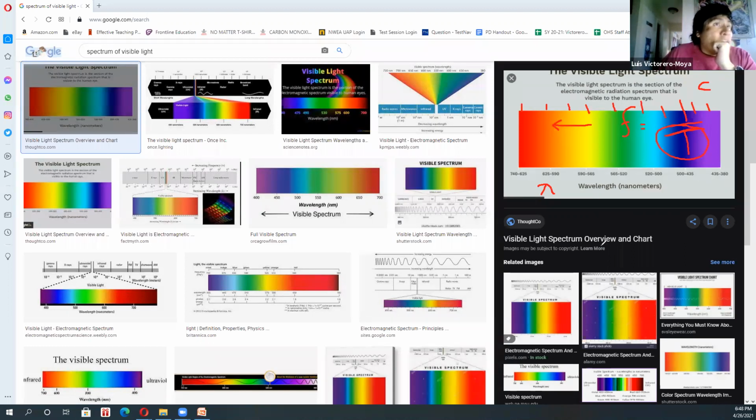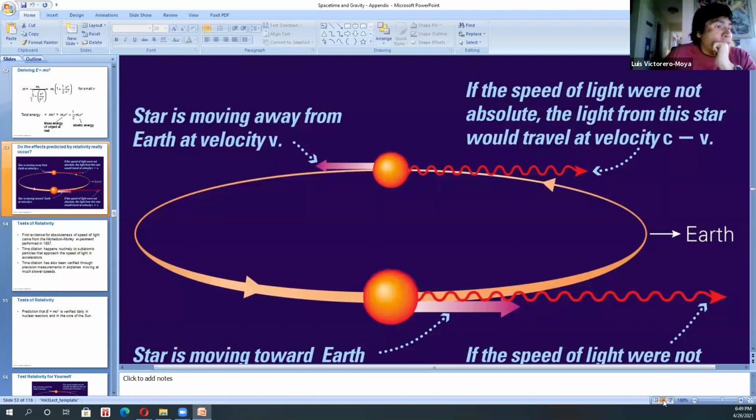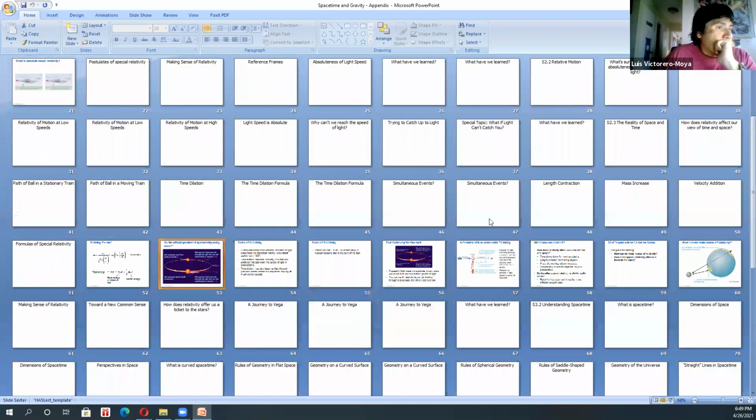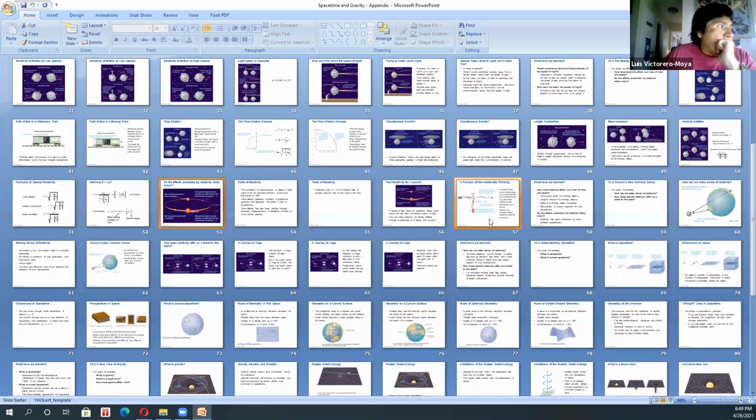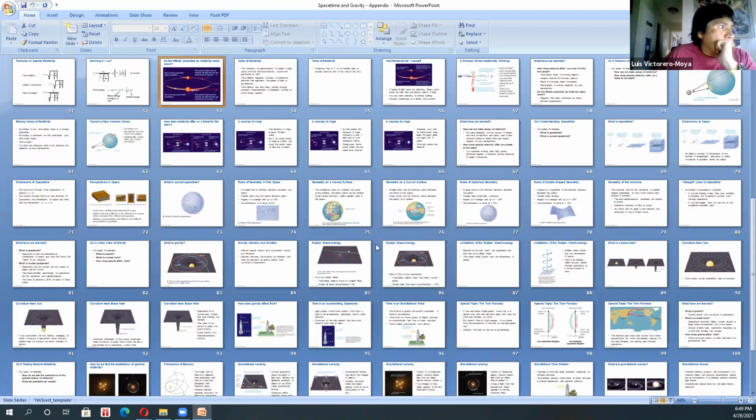So that is another way that we can test relativity. All right. We have tested relativity in different situations in astronomy. So astronomy tends to be the perfect place to study relativity, right? To test relativity. So now let's talk about space-time, right, guys?